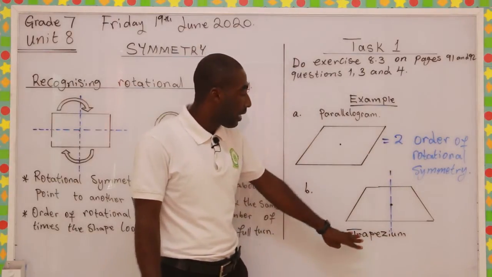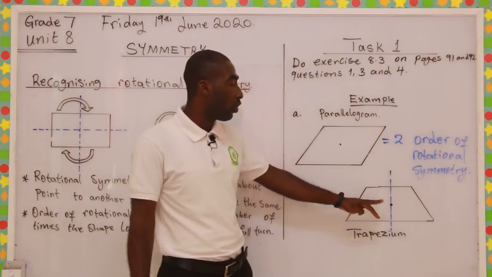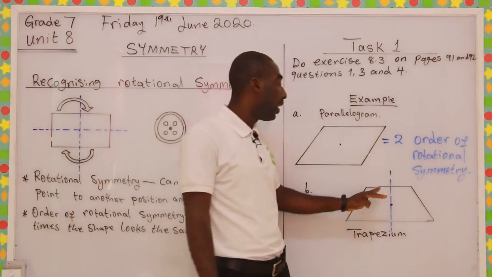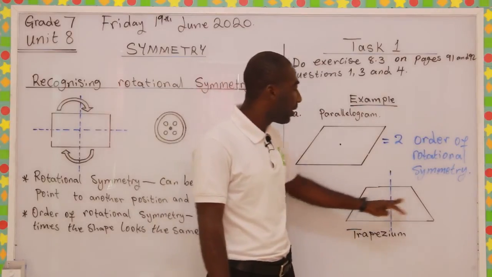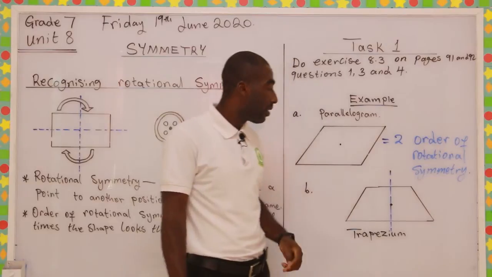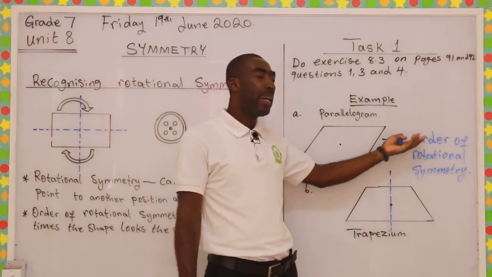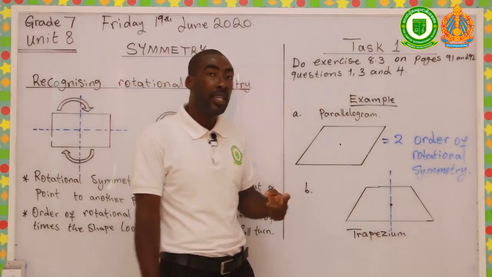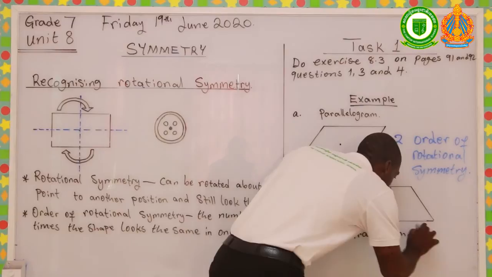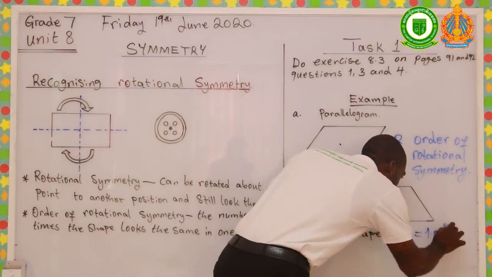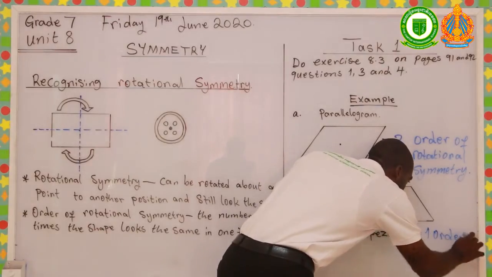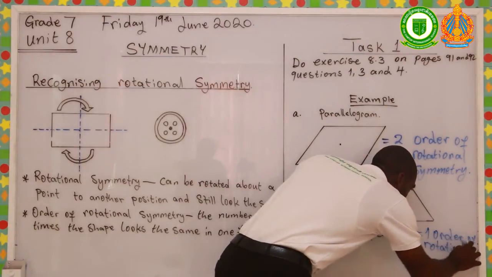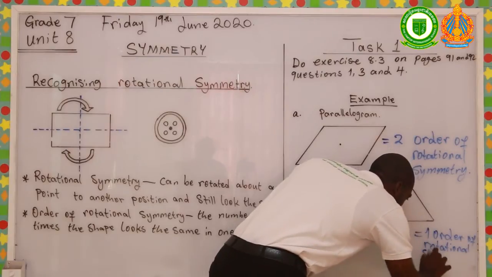Okay, now let's look at our trapezium. With the trapezium, it can take 1 full line of symmetry if this side is equal to that of the other side. But how many order of rotational symmetry can this one take? It can actually take just 1. So this is equal to 1 order of rotational symmetry.